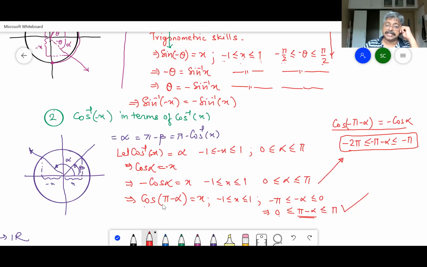And in this case, it is cos of pi minus alpha is equal to minus cos alpha, that is x. Now we don't have any negative sign here, we can go to cos inverse. Therefore, pi minus alpha is equal to cos inverse of x, and therefore you wanted to report alpha, which is equal to pi minus cos inverse of x.